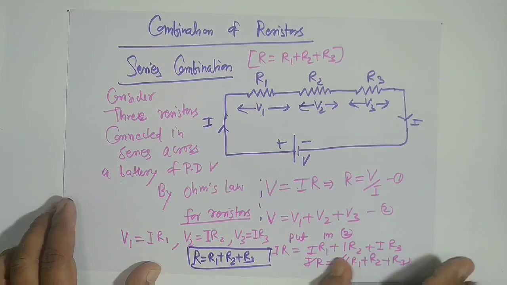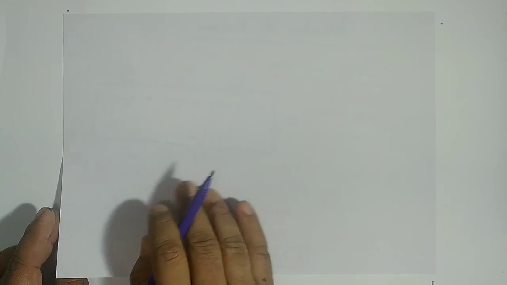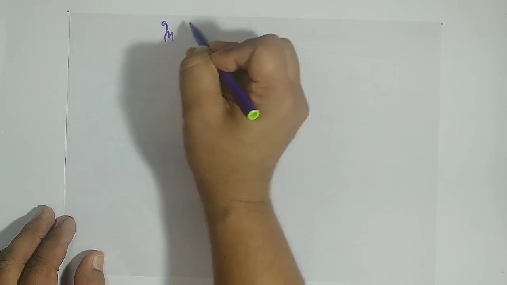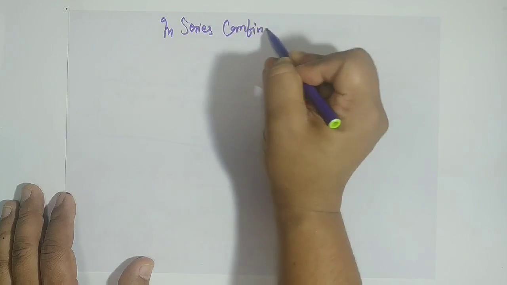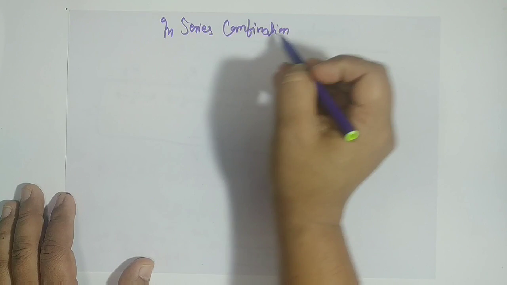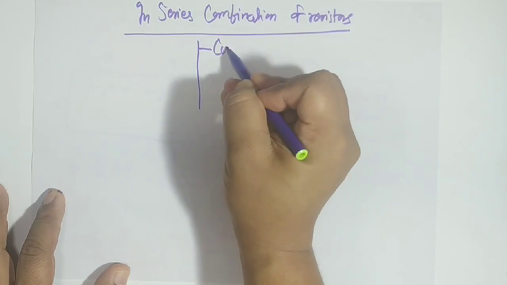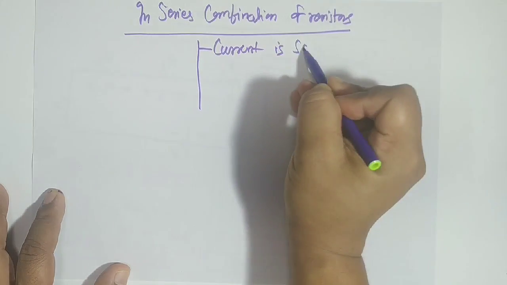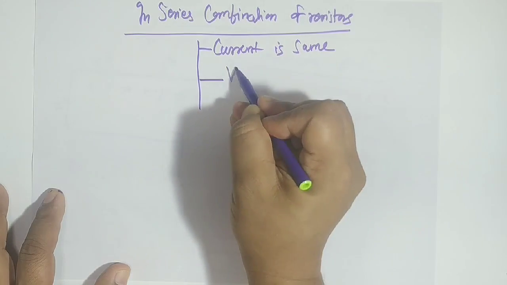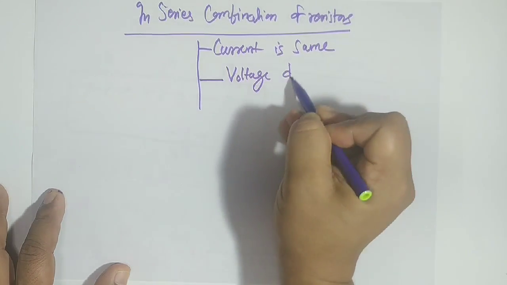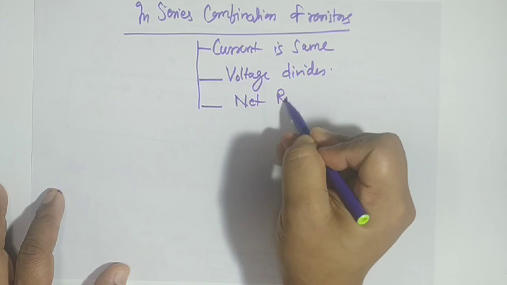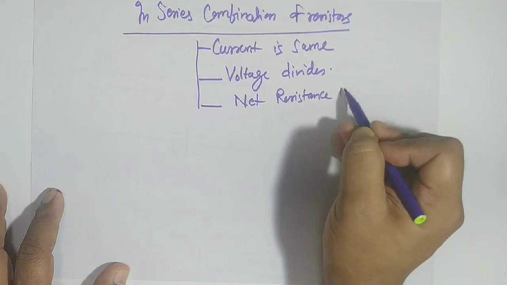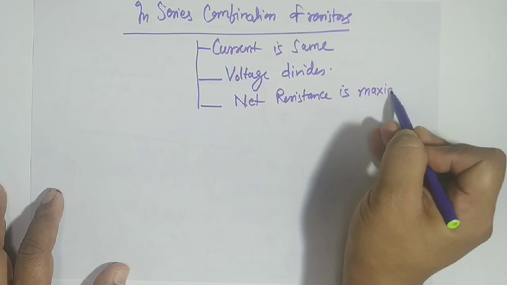In the series combination of resistors, three things are there, like they were in capacitors. First, the current is the same. Second, the voltage divides; the voltage is different across each resistance. And third, the net resistance is maximum. So this is very simple.